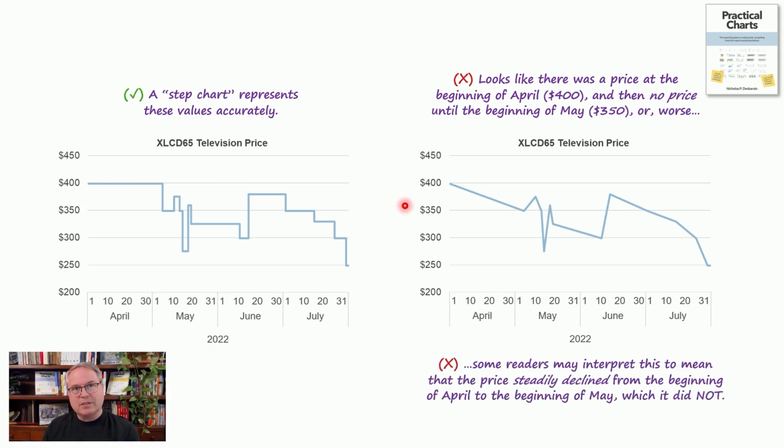And maybe an even bigger concern is that people with a little less chart reading experience might read this to mean that the price steadily declined from $400 to $350, right? In the middle of April, let's say, it was $375.